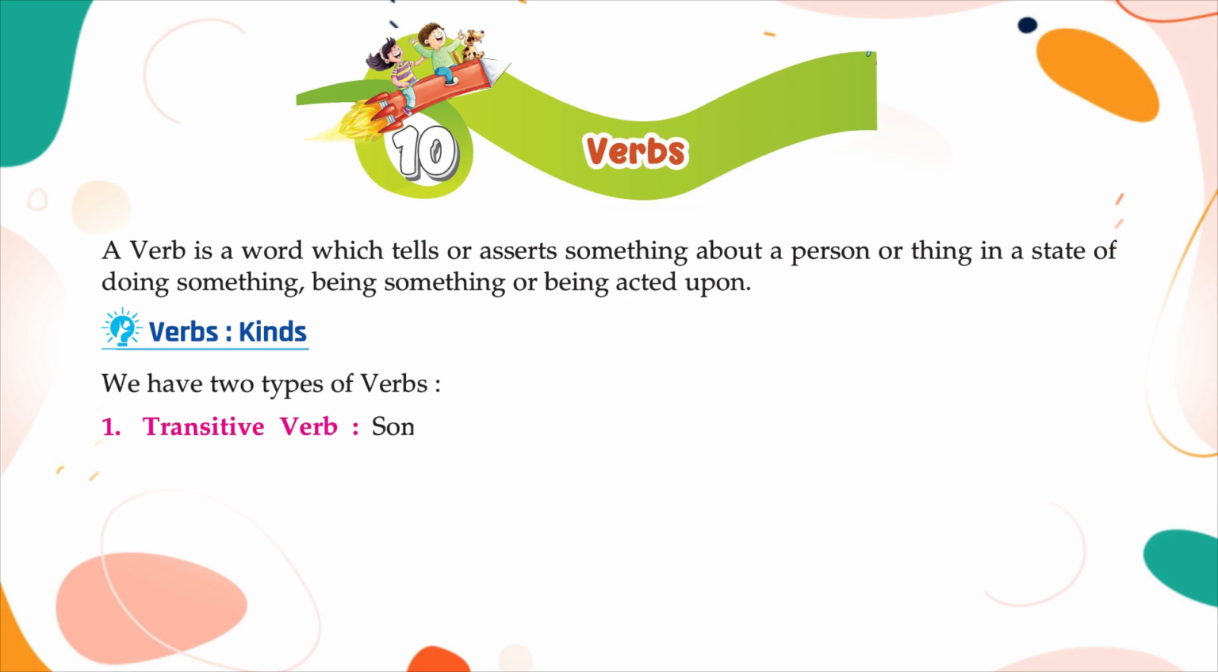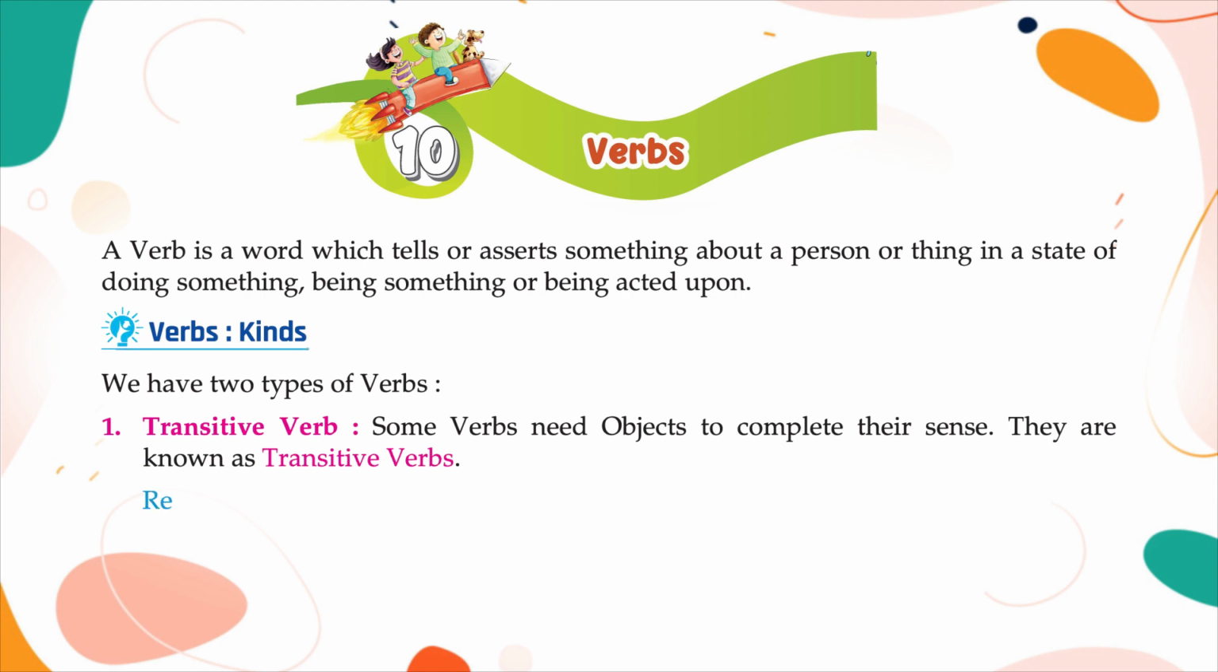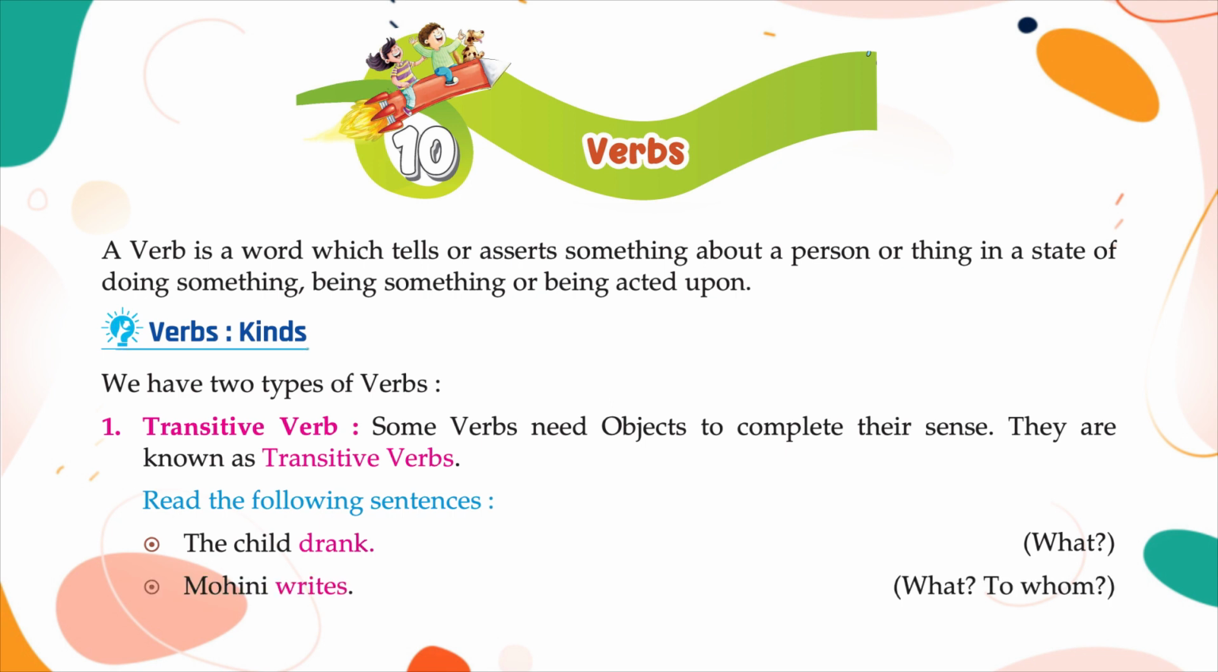Transitive verb. Some verbs need objects to complete their sense. They are known as transitive verbs. Read the following sentences. The child drank. What? Mohini writes. What to whom? The above sentences do not appear to be complete.